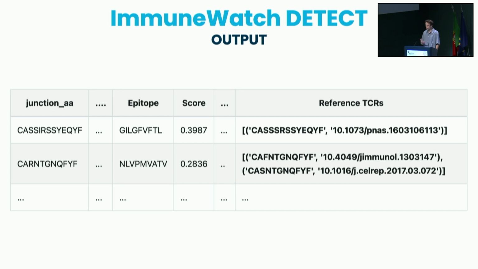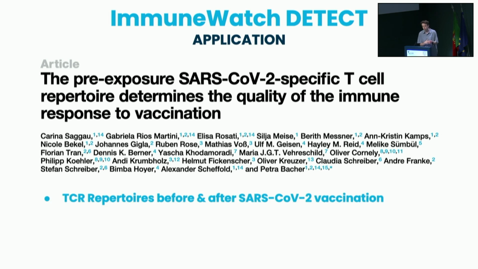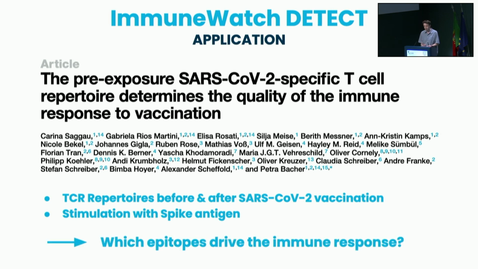Okay, so we've seen what the tool can do, but how can we actually use it to solve a research question? Now, we're using data from this fantastic paper where they sequenced TCR repertoires before and after COVID vaccination, and they also stimulated with the spike antigen. Now we ask ourselves, can we actually determine which epitopes are driving the immune response?